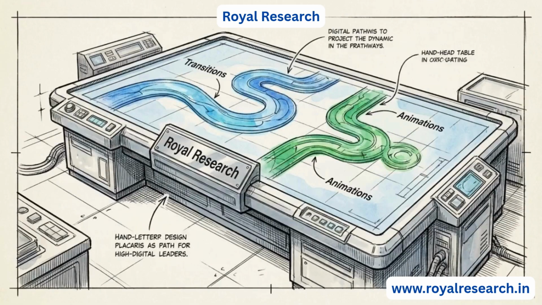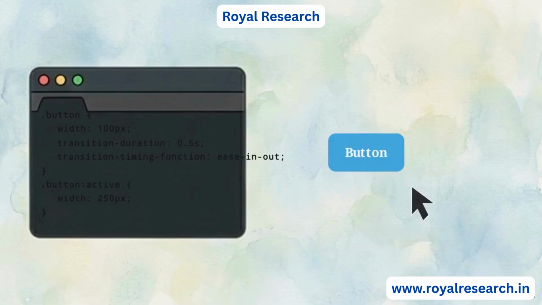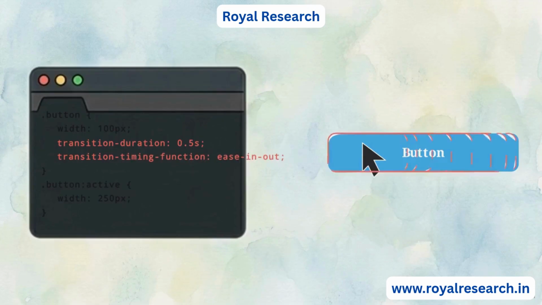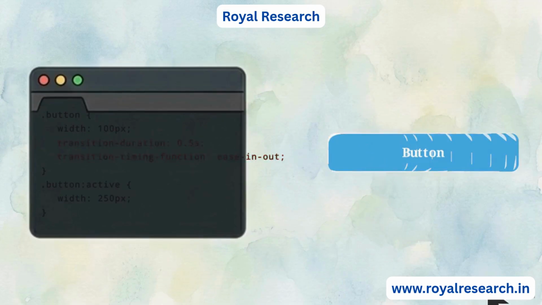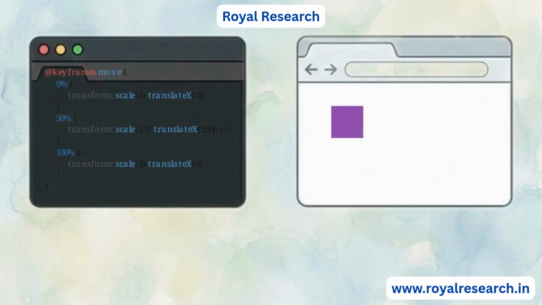To see how this works, we have to look at the two primary methods for CSS motion. CSS transitions handle the interpolation between two specific states, moving an element from point A to point B. Transitions rely on an event trigger, such as a hover or a click, to start the movement. The browser uses the assigned duration and timing function to calculate the intermediate values required to bridge those two states smoothly.